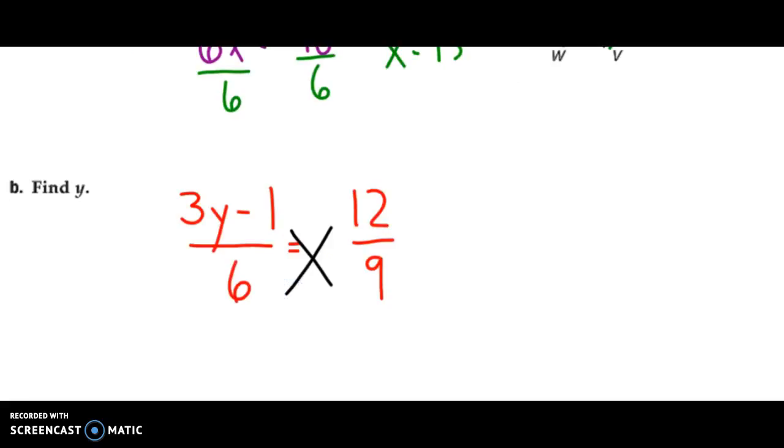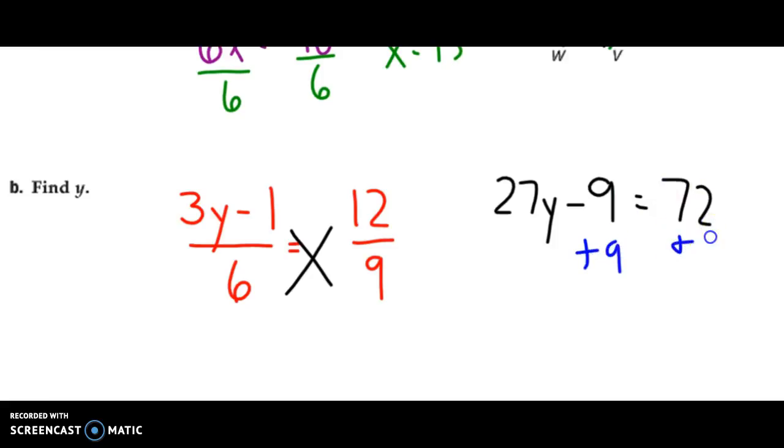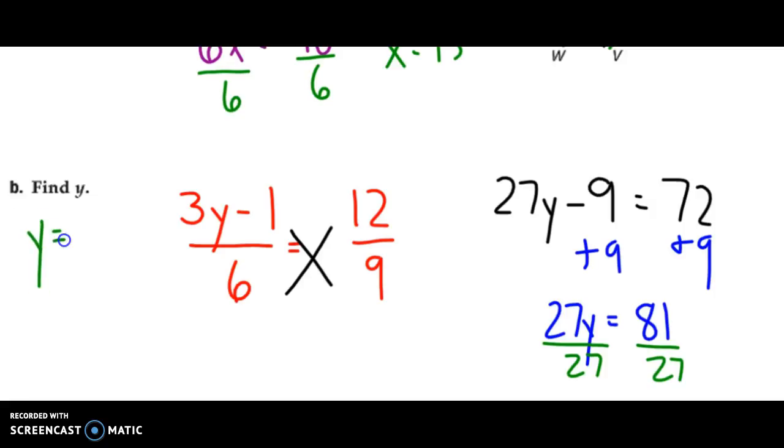So 3y minus 1 times 9, well 3y times 9 is 27y minus 1 times 9 is 9, is equal to 6 times 12, which is 72. Straight algebra problem, I add 9 to both sides, and I get 27y is equal to 81. Divide both sides by 27, and you find that my y has a value of 3.